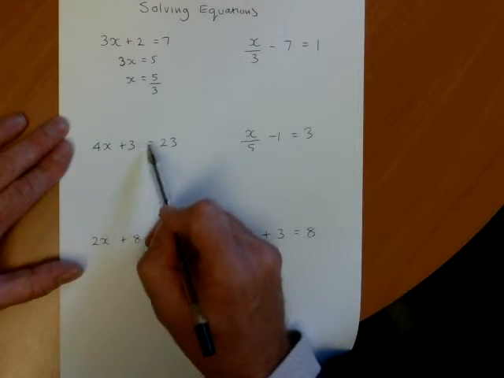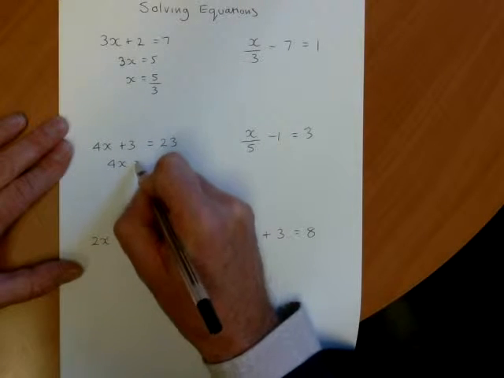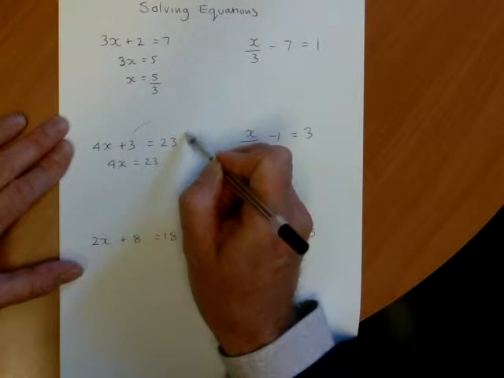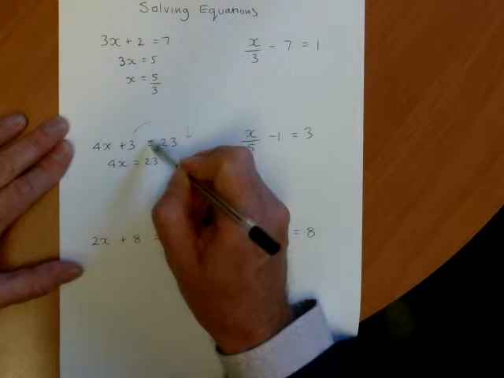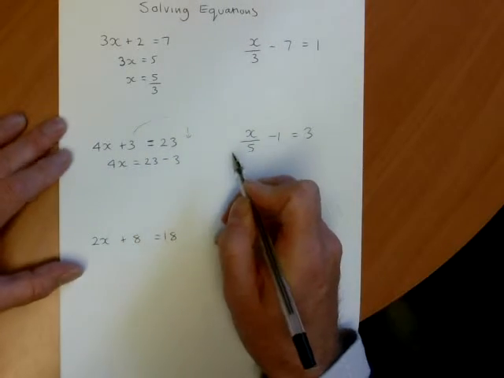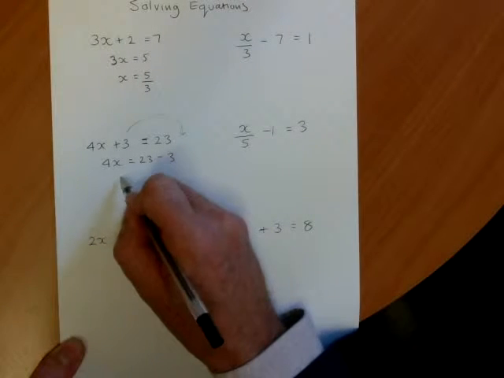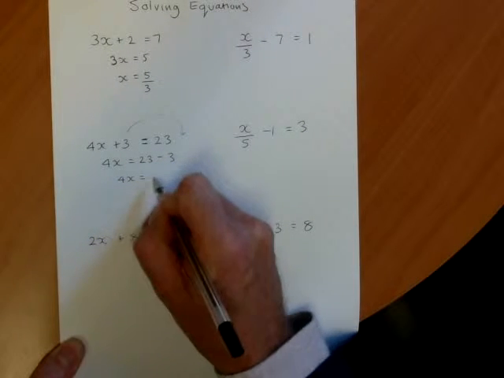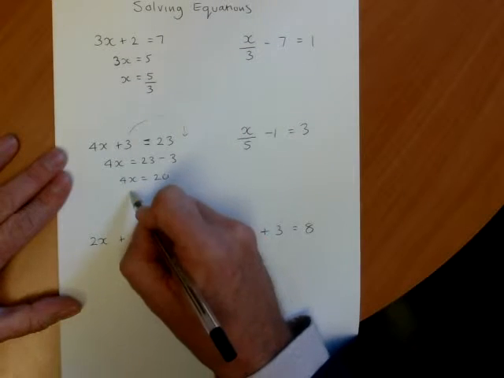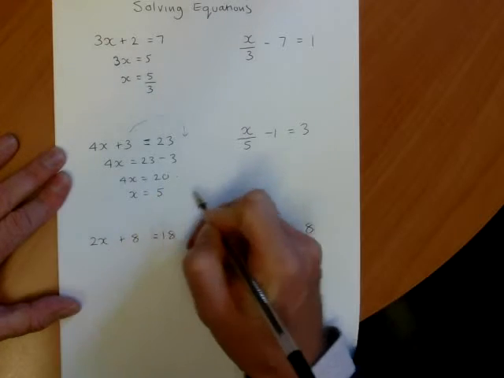So we've got 4x plus 3 equals 23. And we could write 4x equals 23, and we can move this 3 to the other side of the equal sign. We must remember though to take away when we do this. So 4x will equal 23 minus 3, so 4x will equal 20. Now 4 times something is 20, and you should realise from your 5 times or 4 times tables that the answer will be 5.